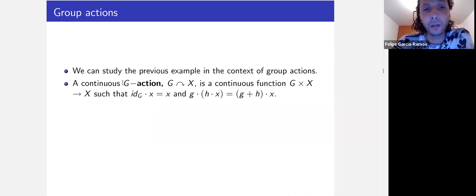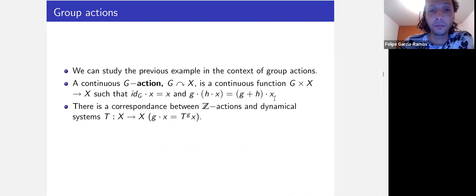And an action only has 2 properties. One property is that the identity times x gives you x. The other one is this kind of associativity, and this plus is on the group G. So we have this: it's the same to act by H and then G as to add G plus H and then act on X. Okay, so for example, for Z actions, there's a correspondence between functions and actions.